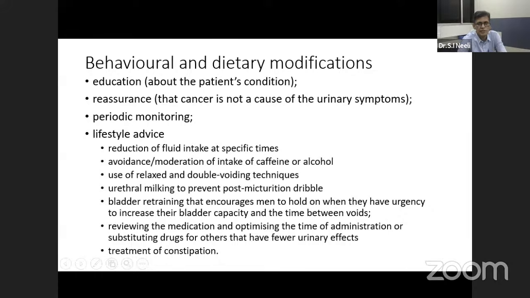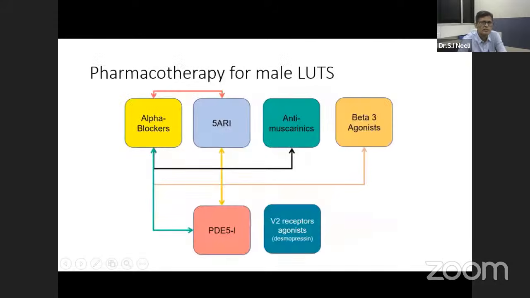Then reviewing the patient's medications if they are contributing to the lower urinary symptoms, as well as, most important, the treatment of constipation, which may be associated with these symptoms. Once the patient is managed with lifestyle modifications, the other important thing is pharmacotherapy in the form of alpha blockers or 5-alpha reductase inhibitors, and in addition to them, recently we are using antimuscarinics and beta-3 agonists.